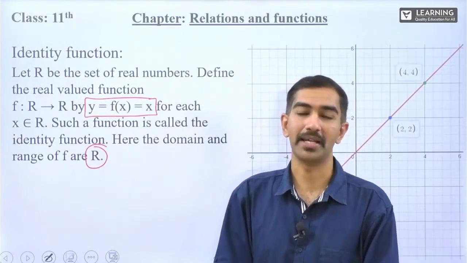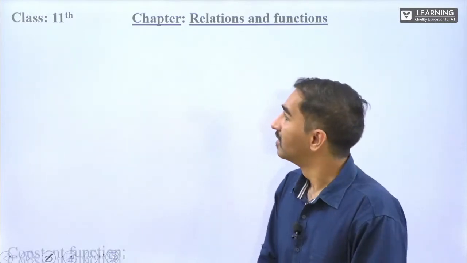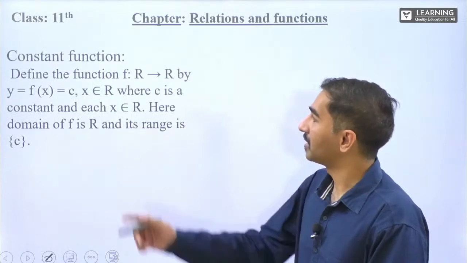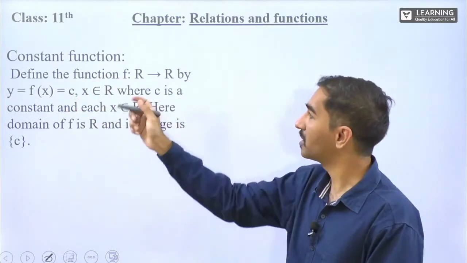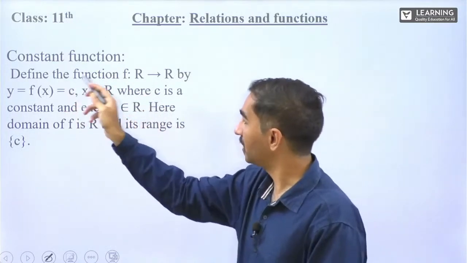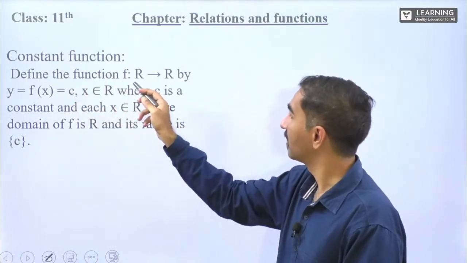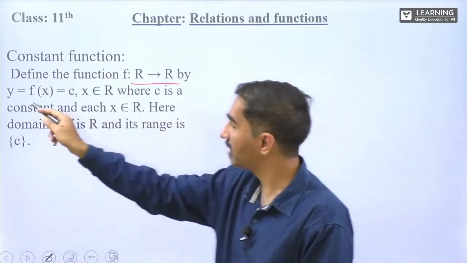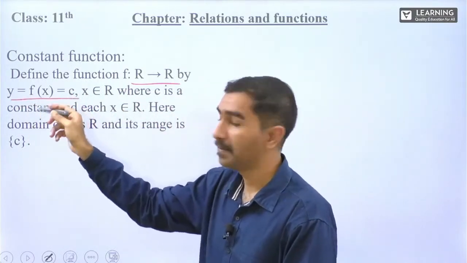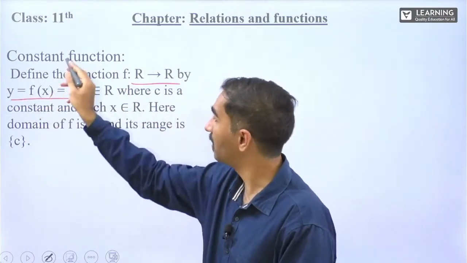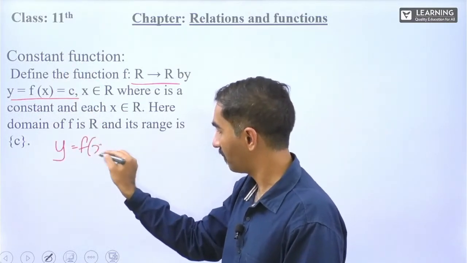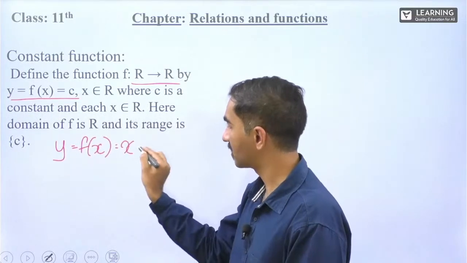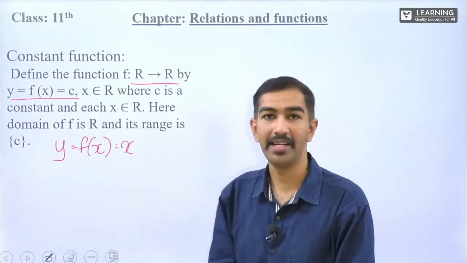Moving on to the next type of function. It's called the constant function. So again, we'll be seeing the definition and also the graph. What is a constant function? A function f from R to R such that y is equal to f of x is equal to c. Previously, students, how did we define the identity function? y is equal to f of x is equal to x. This is what? The identity function.